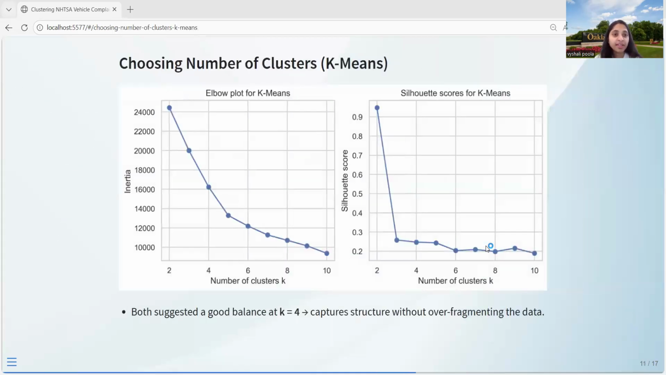Before running k-means or hierarchical, I needed to determine how many clusters would provide the best balance of detail and clarity. To determine the number, I used the elbow plot and silhouette scores. Both methods pointed to four clusters as a good balance. Enough structure to be interesting, but not so many groups that interpretation becomes noisy.